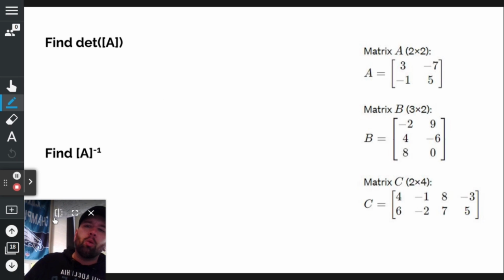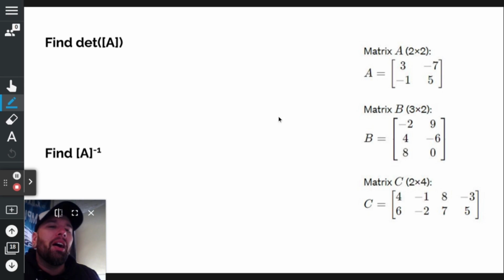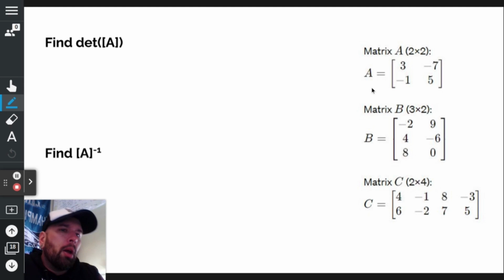Now let's solve some equations. Just kidding. Let's find the determinant and the inverse of a 2 by 2. You can find determinants and inverses of non-2 by 2s, but they're a god-awful nightmare, and you're not going to need to know that for AP Precalculus.